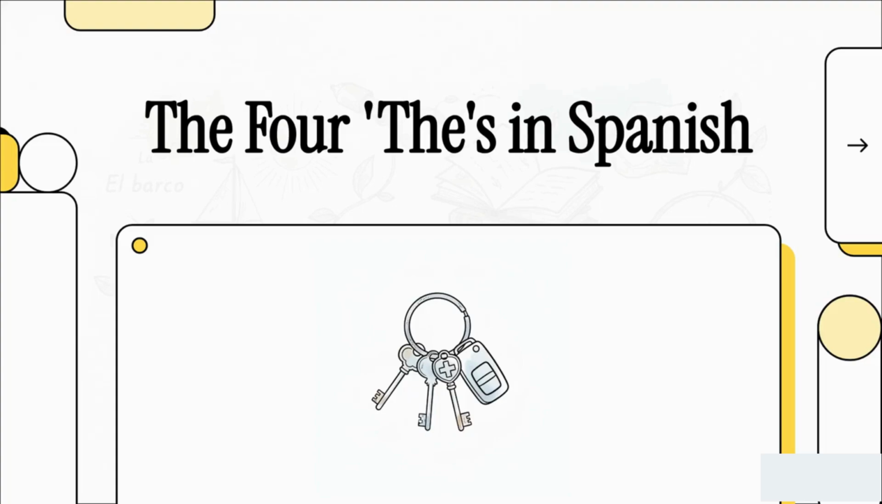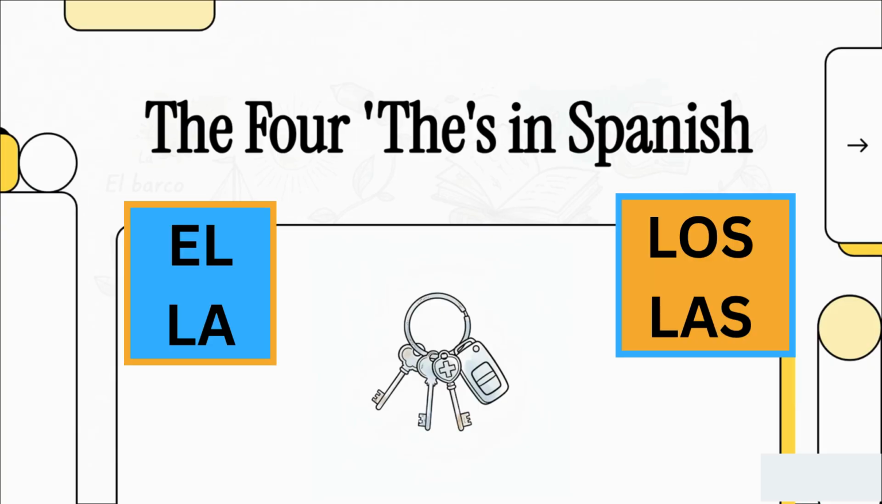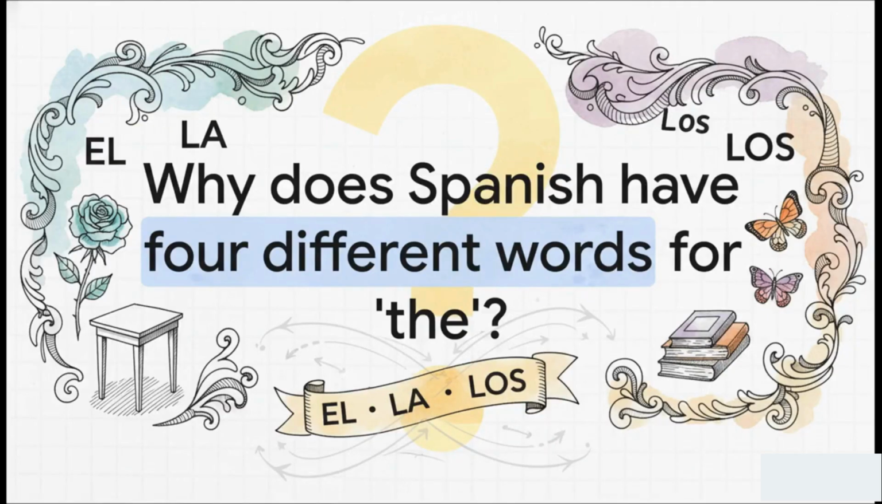You know, in English, the is just the. It's simple, right? But if you're learning Spanish, you've probably noticed it's not quite that easy. Today, we're going to crack the code on why Spanish has 4 different words for the, and I promise by the end of this, you'll be able to master them in no time. Let's dive in.